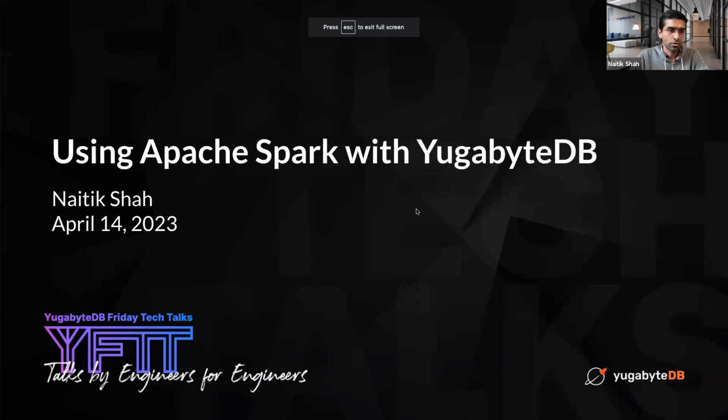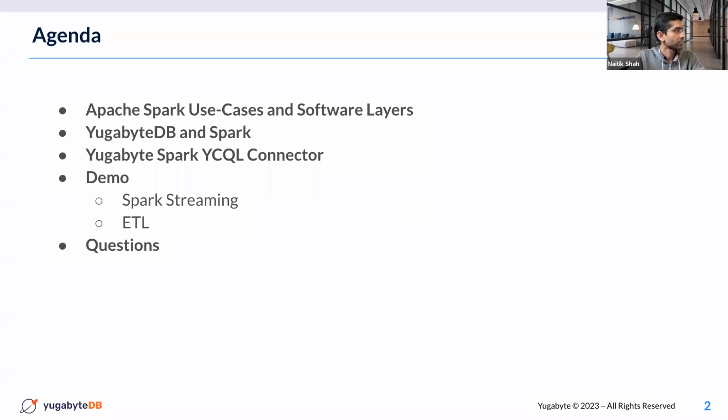So today's topic of discussion is using Apache Spark with YugabyteDB. And here's the agenda. We'll start by discussing Apache Spark use cases and its software layers. Then we'll cover the Yugabyte and Spark integration. We'll go through some of the features of the Yugabyte Spark YCQL connector, followed by a couple of demos. The first demo is mainly for a stream processing application with IoT sensor event streaming, data processing using Spark, and Yugabyte as the destination for persistent storage.